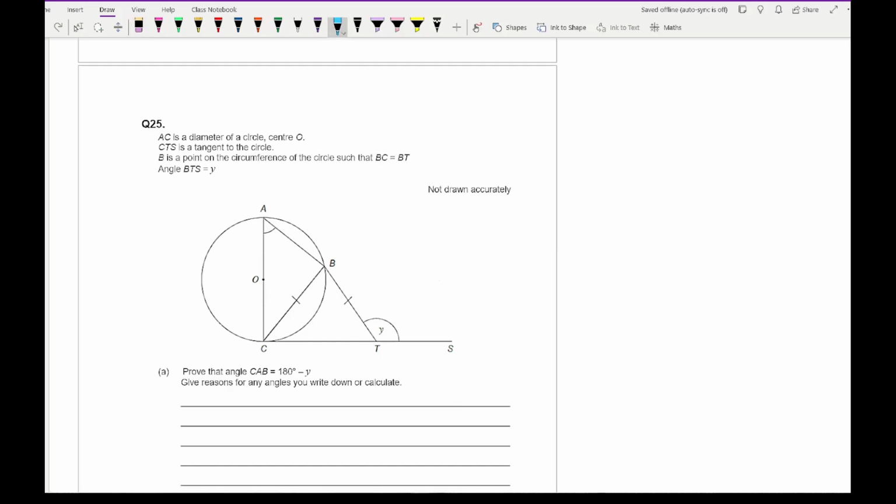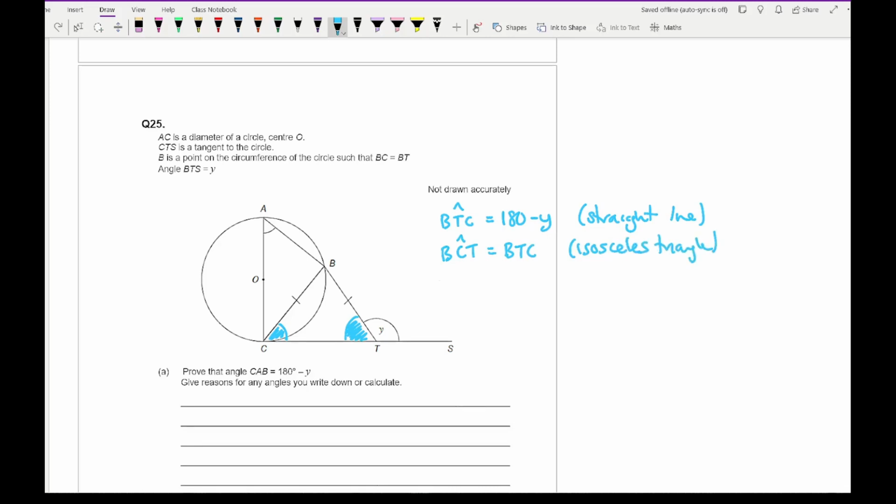So from this, we can work out that this angle here, BTC, is going to equal 180 minus y, and that's because angles on a straight line. It's going to be absolutely fine for you to write just straight line, you don't need to go through the proof. From this, we then know that this angle here is going to be the same, so BCT equals BTC, because they are angles in an isosceles triangle.